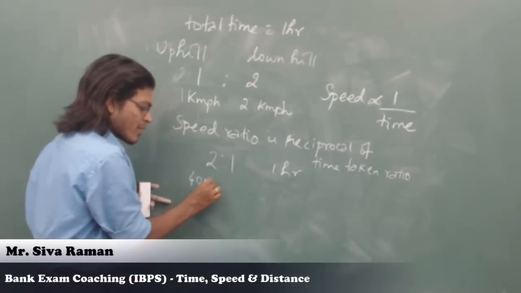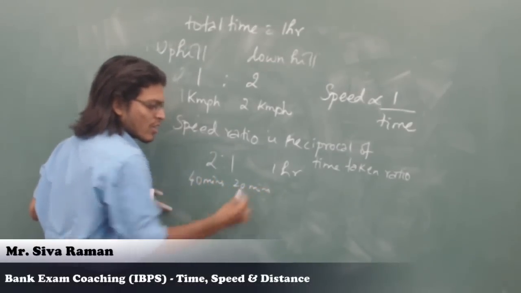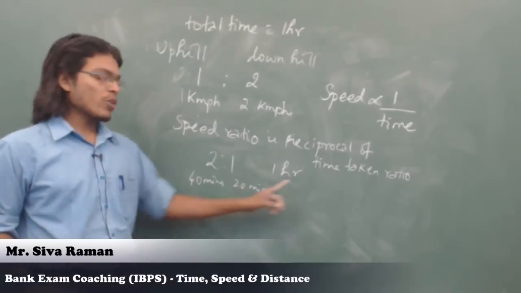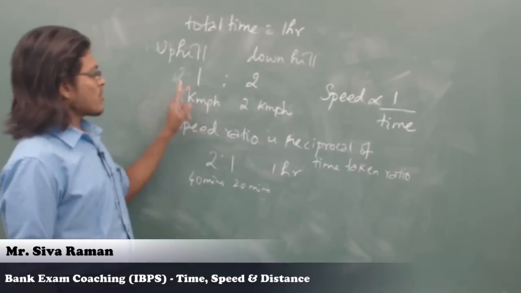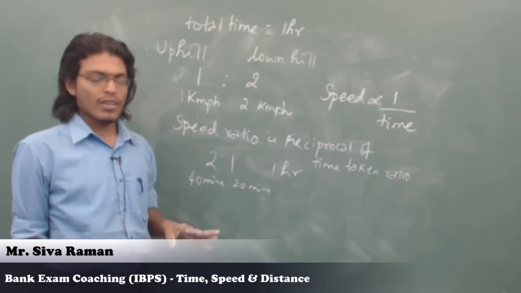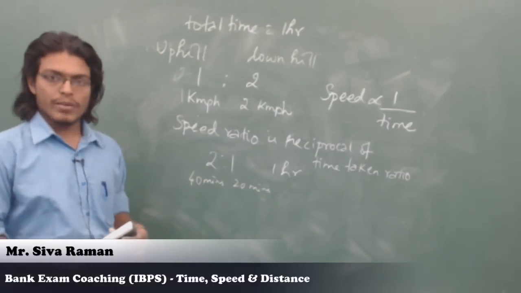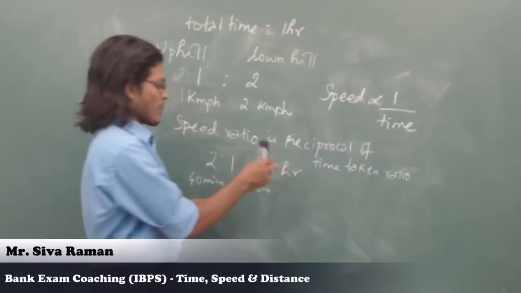this will be 40 minutes and this will be 20 minutes. So amounting totally to 1 hour. So the speed ratio is 1 kmph and 2 kmph. So it is 40 minutes and 20 minutes. Okay.